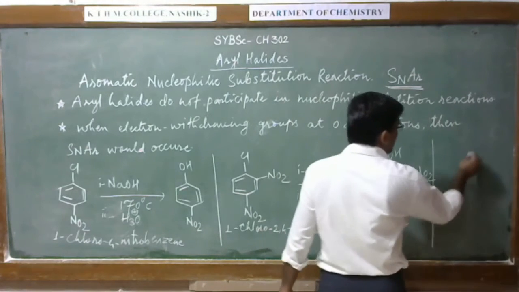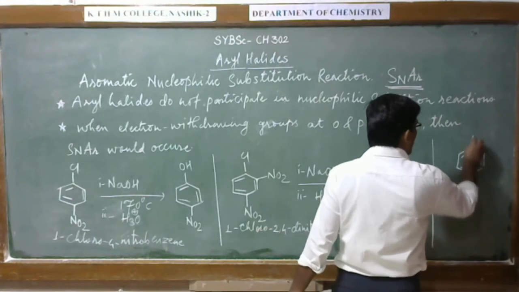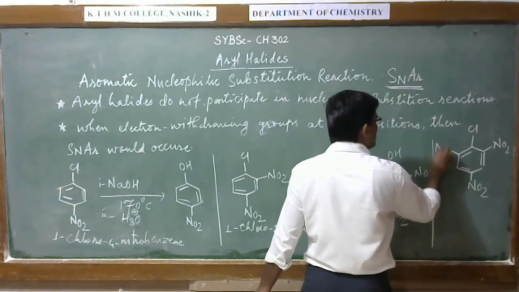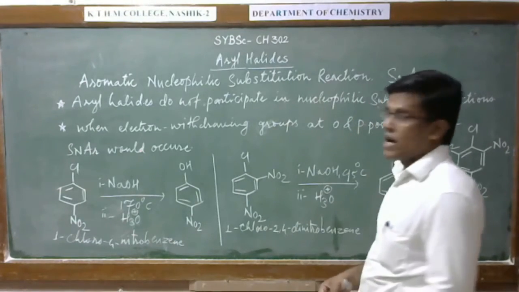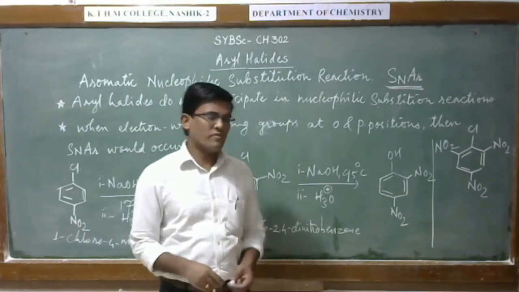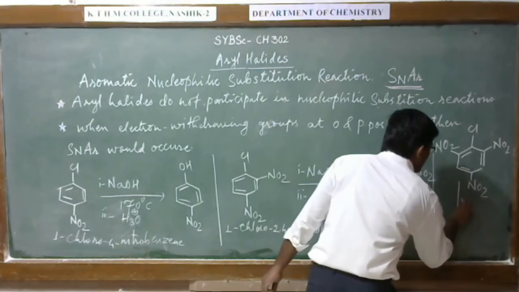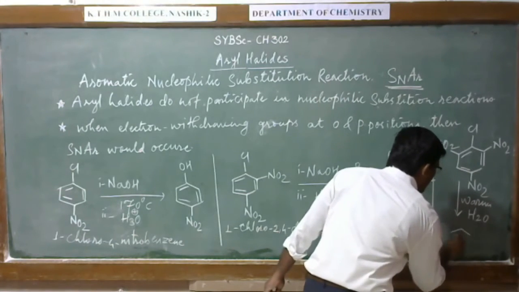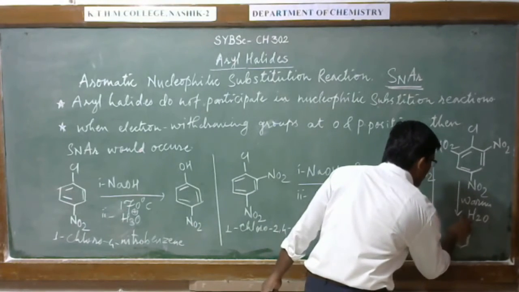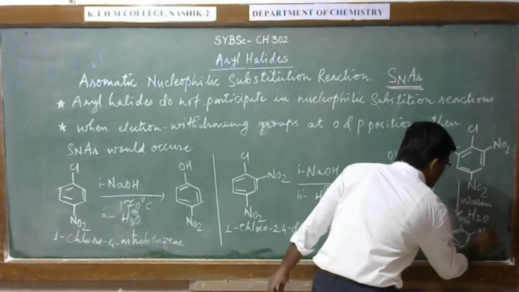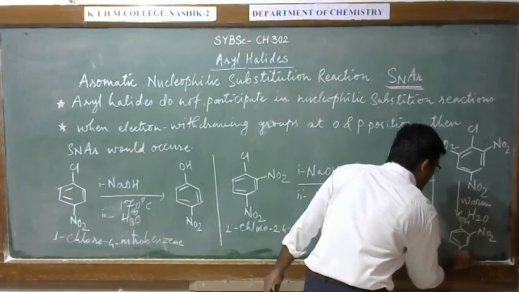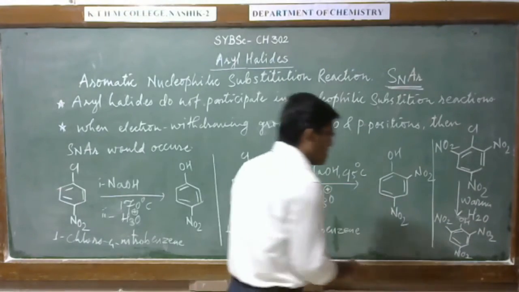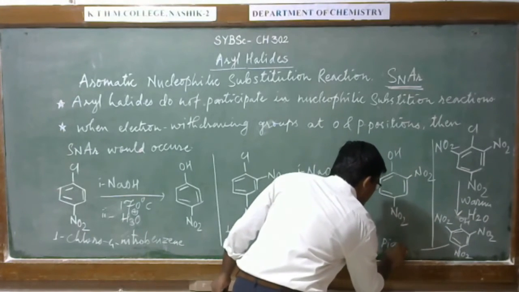And when we have three nitro groups, 1-chloro-2,4,6-trinitrobenzene, when it reacts with just warm water, it gives 2,4,6-trinitrophenol, that is picric acid.